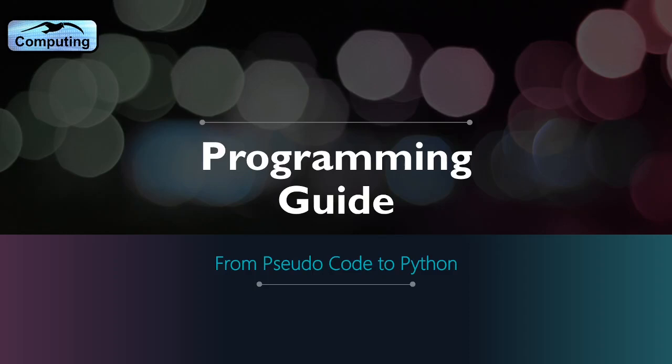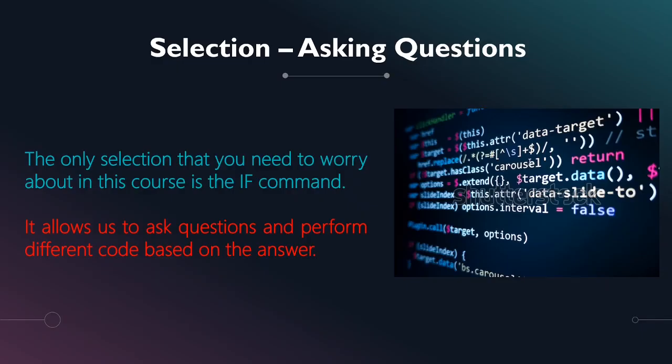Okay, so this is session 3 of the programming guide. Today we're going to be looking at selection, and that is basically asking questions. The only selection that you need to worry about in this course is the if command. It allows you to ask a question, and based on the answer, it'll perform different code.